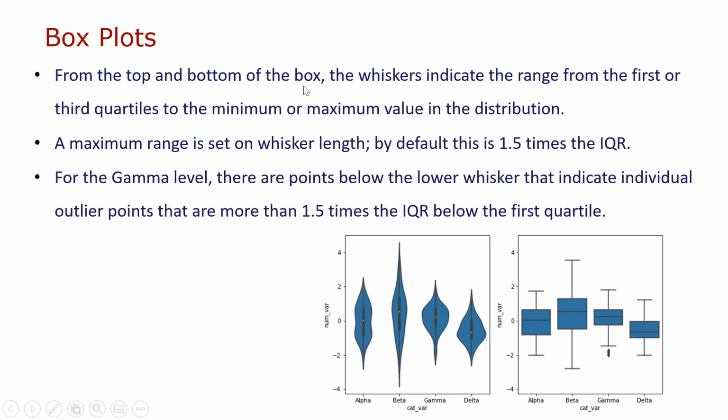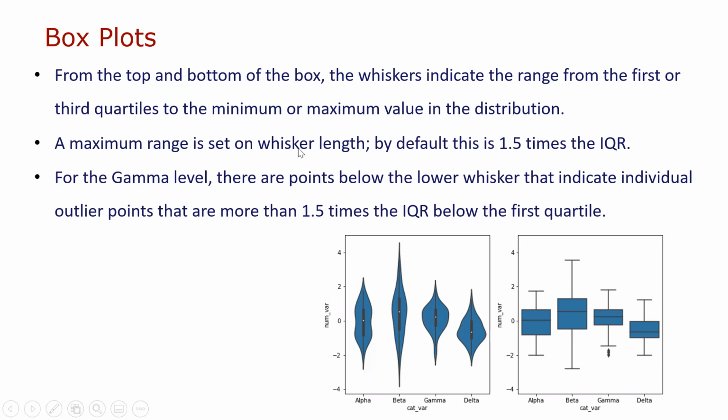From the top and the bottom of the box, the whiskers indicate the range of the first. This is actually what I have told you. So these are the range. This one is what? The Q3, yes. This one is the maximum. This one is the minimum, yes. It's going to show you the outlier, yeah.